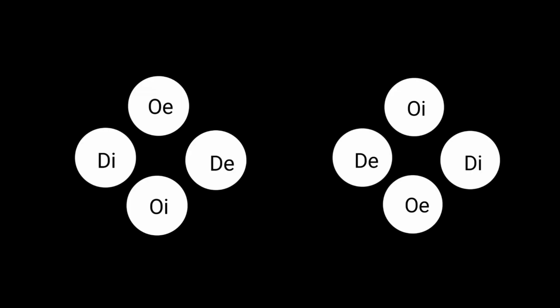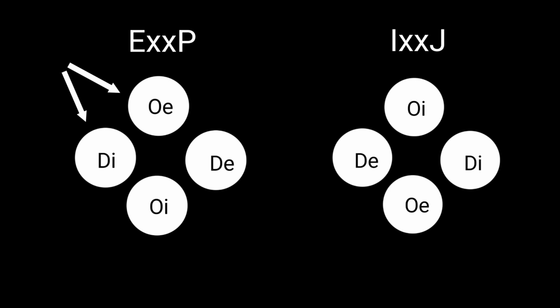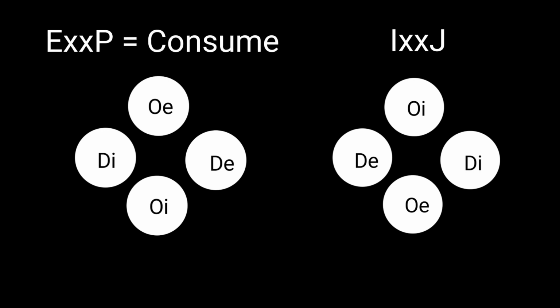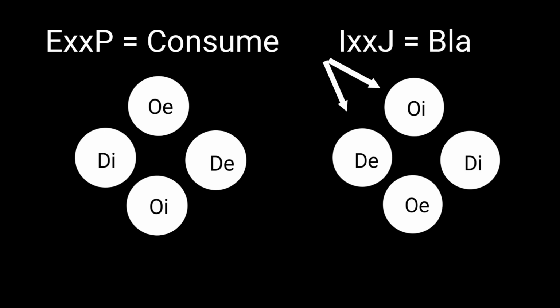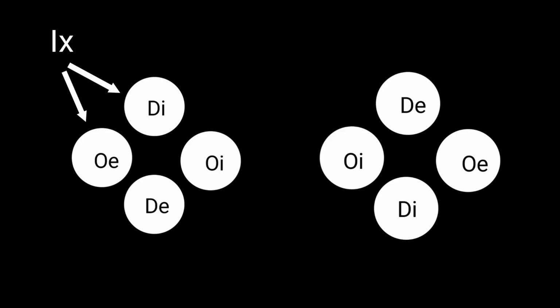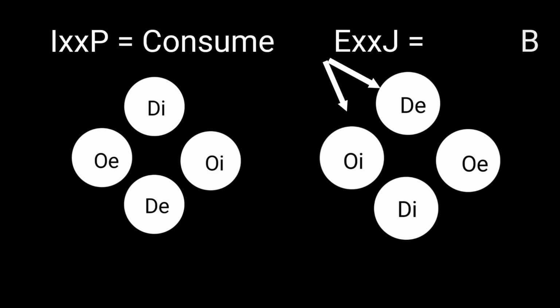So take a look at these two personalities here. I have an EP and an IJ. What you'll notice is that the first two functions of an EP are OE and DI. So therefore, the EP's first animal is consume. On the other side, the IJ has OI and DE as the first two functions. So therefore, the IJ's first animal is blast. Following the same logic, IPs have consume as their lead animal, and EJs have blast as their lead animal.